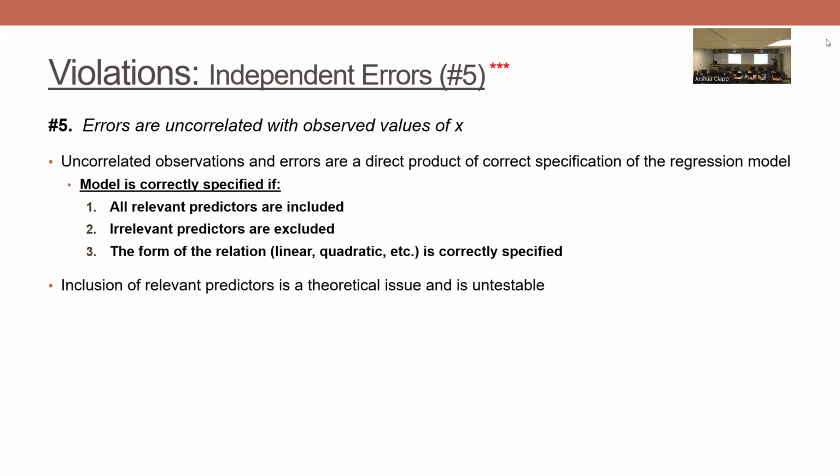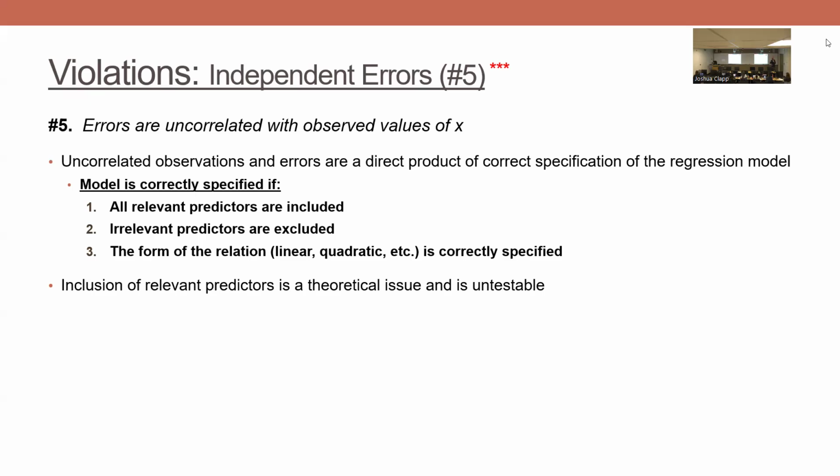Now you'll see that this assumption is asterisked here. That's because the inclusion of relevant predictors is not a testable thing. There are tests you can go through that give you suggestions that maybe you have unmeasured variables that need to be in there. But I can't get a statistic that says how many variables I've missed. There's no way to do that.